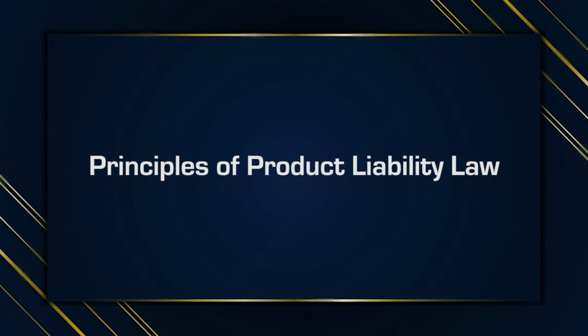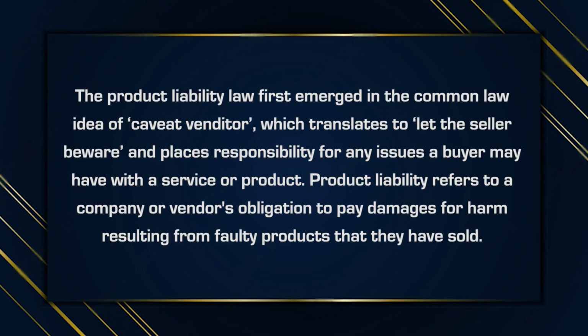Principles of product liability law. The product liability law first emerged in the common law idea of caveat emptor, which translates to let the seller beware, and places responsibility for any issues a buyer may have with a service or product. Product liability refers to a company or vendor's obligation to pay damages or harm resulting from faulty products that they have sold.